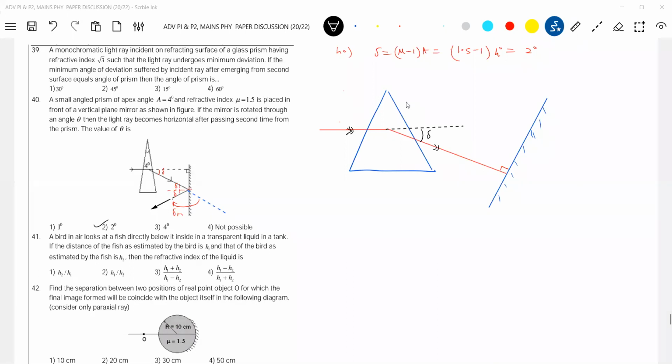What is given in question 40's options? 1 degree is given. Okay, this one. Key change 2. Next.